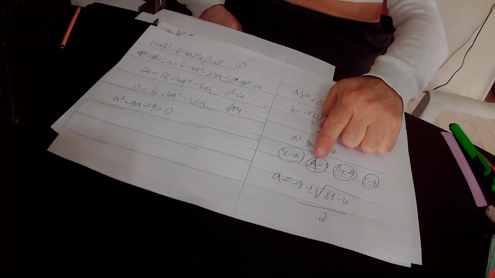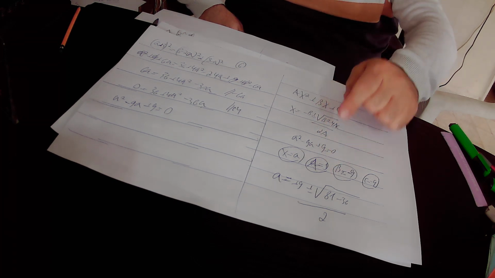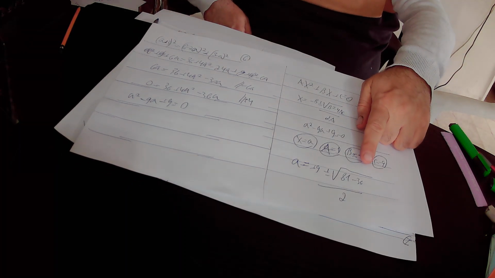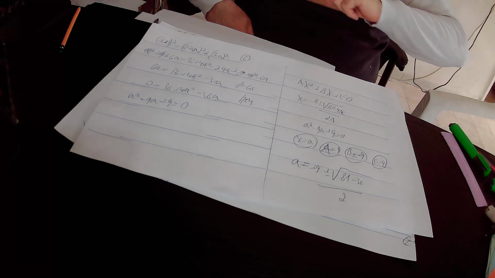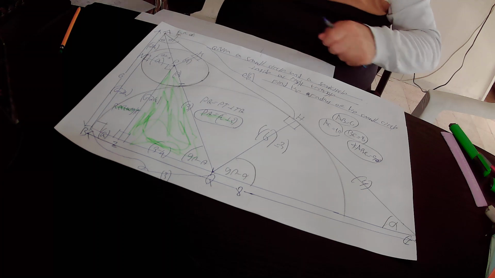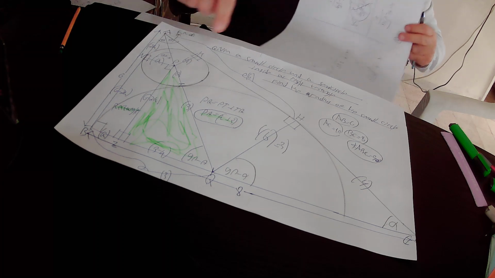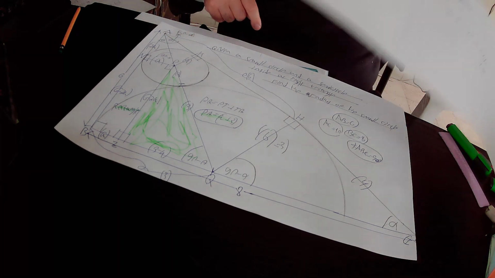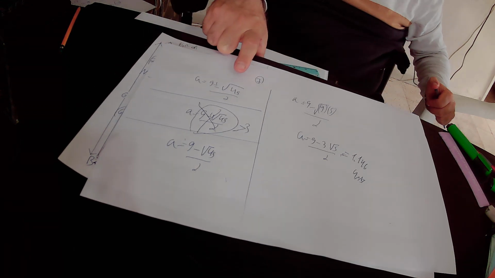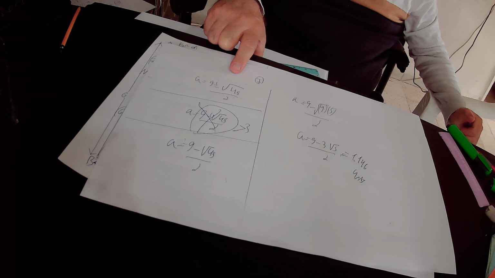So a equals 9 plus minus square root of 81 minus 36 over 2. So 81 minus 36 is 45. So inside the root we are left only with 45. And we found out that the radius a of this small circle equals 9 plus minus square root of 45 over 2. So here we have two solutions that are possible for a.